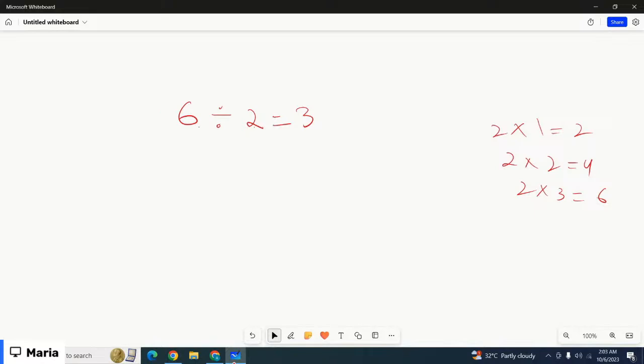Let's do another one. 12 divided by 4 equals? You need to count a table of 4 until you get 12. So 4 times 1 is 4, 4 times 2 is 8, 4 times 3 is 12. You can see when you count 4 until 12, 4 times 3 is 12. So 12 divided by 4 equals 3.